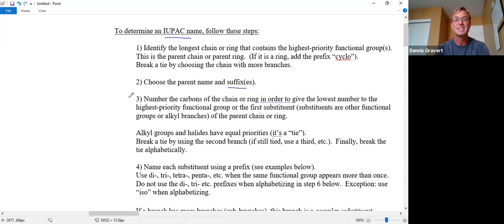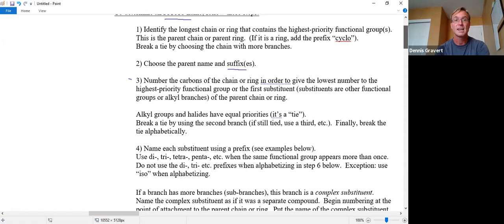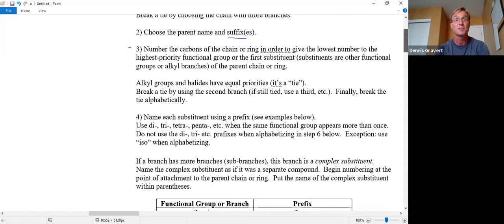Step 3, we need to number the chain. This is going to help us tell where extra branches or extra groups are. And the idea is it's like playing golf. You want a low score, so you need to number the chain from the end that gives the lowest number to the highest priority group. You kind of want a hole in one. So if it's possible, try and get that highest priority group on carbon number 1. It is not always possible, but that's the objective.